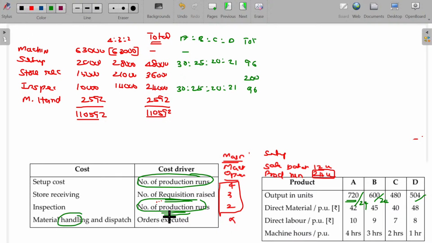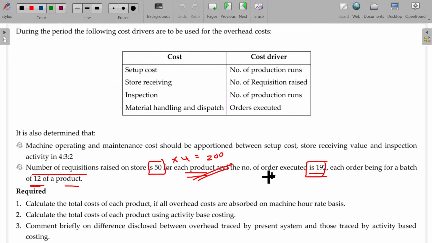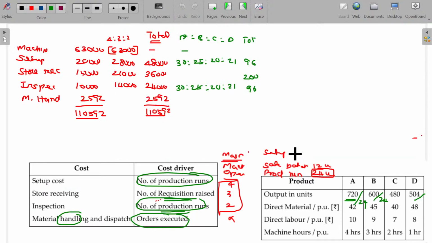In case of material handling, orders executed. How many orders executed? 192 in total. Clear?